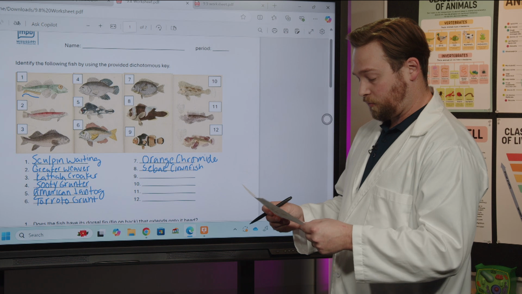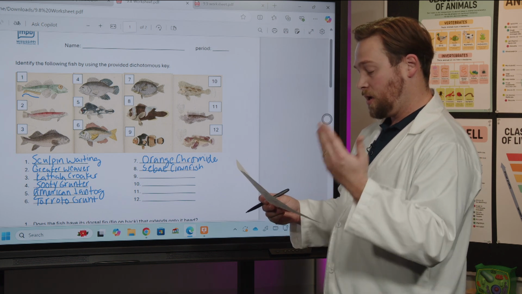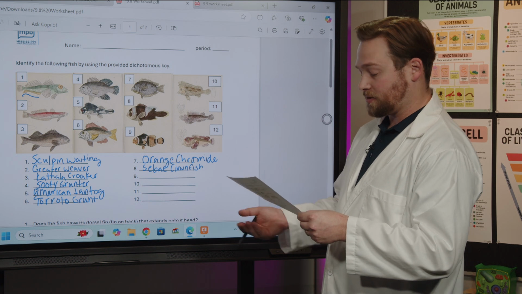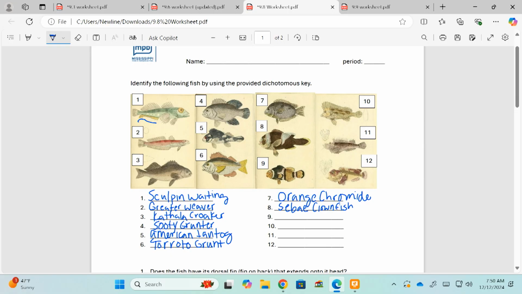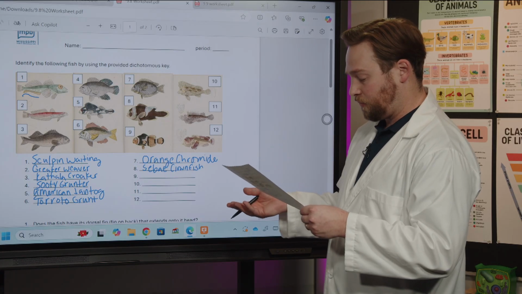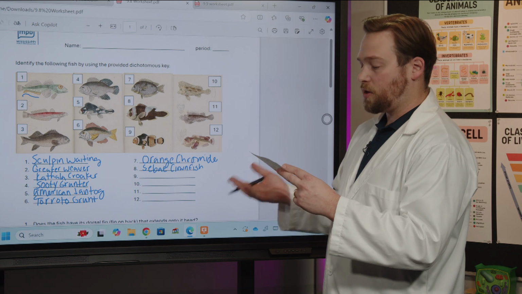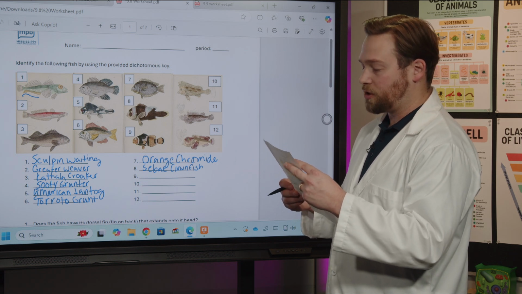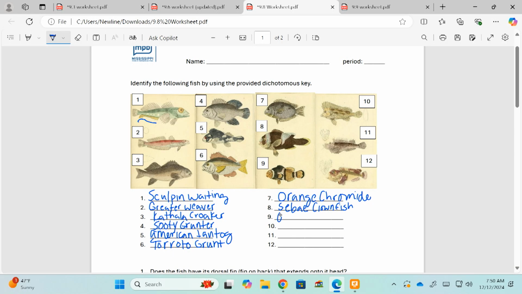So let's start over for 9. Does the fish have its dorsal fin that extends onto its head? No. So we'll go to 2. Does the fish have yellow fins? Last time we said yes, but this time they really look more orange to me, so let's go with no. Now, does the fish have a red stripe on its back? No, go to 4. Does the fish have blue fins? No, go to 6. Is the fish orange and black? It is definitely orange and black, so this is an orange clownfish.